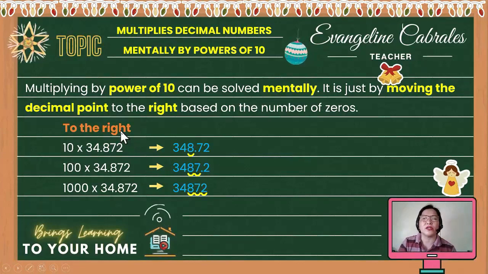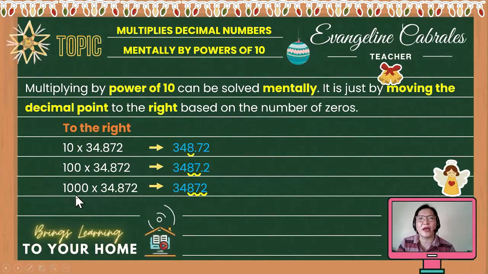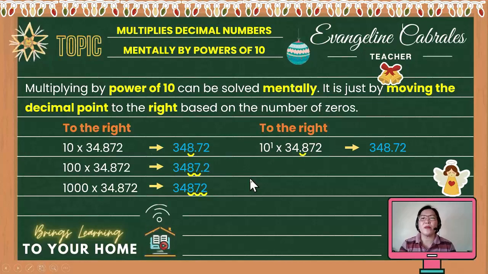To the right or sa kanan. Kapag 10, ilang beses? Isa. Kapag 100, ilang beses? 2. At kapag 1,000, ilang beses? 3. Okay. May isa pang paraan kung paano isusulat ang powers of 10 na 10, 100, and 1,000.